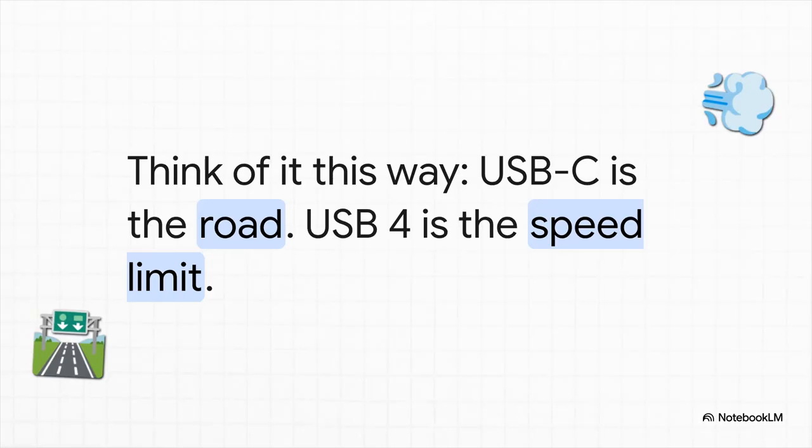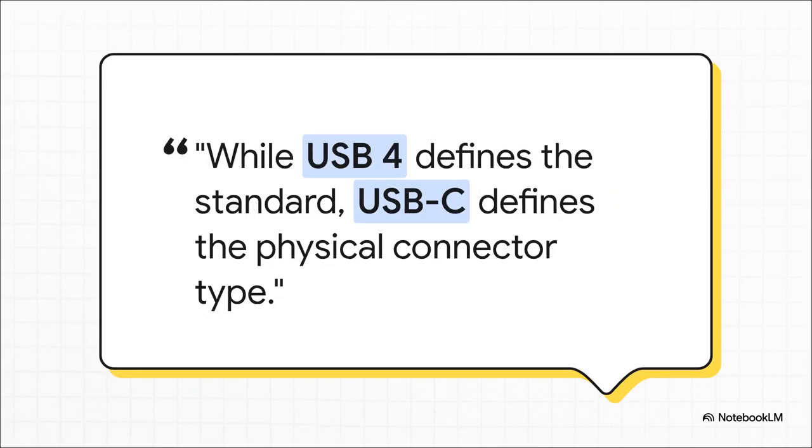And here it is, the single best way to remember this. Just think of the USB-C port as a big, wide, multi-lane highway. It's the physical road. USB4 is the speed limit on that highway. And just like in real life, you can have the same road, the same USB-C port with different speed limits, or in this case, different USB standards. To put it plainly, one defines the tech standard, the other defines the physical plug. And this is so important, because it means that not all USB-C ports and cables are created equal. Just because it has the C-shaped port doesn't mean it has that blazing fast 40 gigabits per second USB4 speed limit.